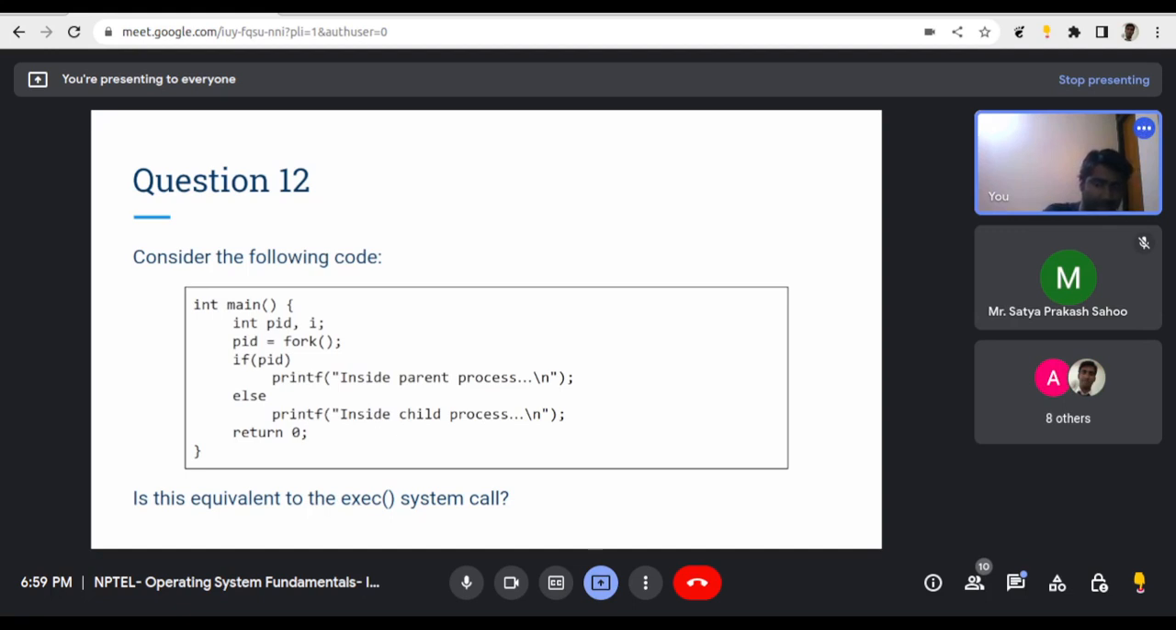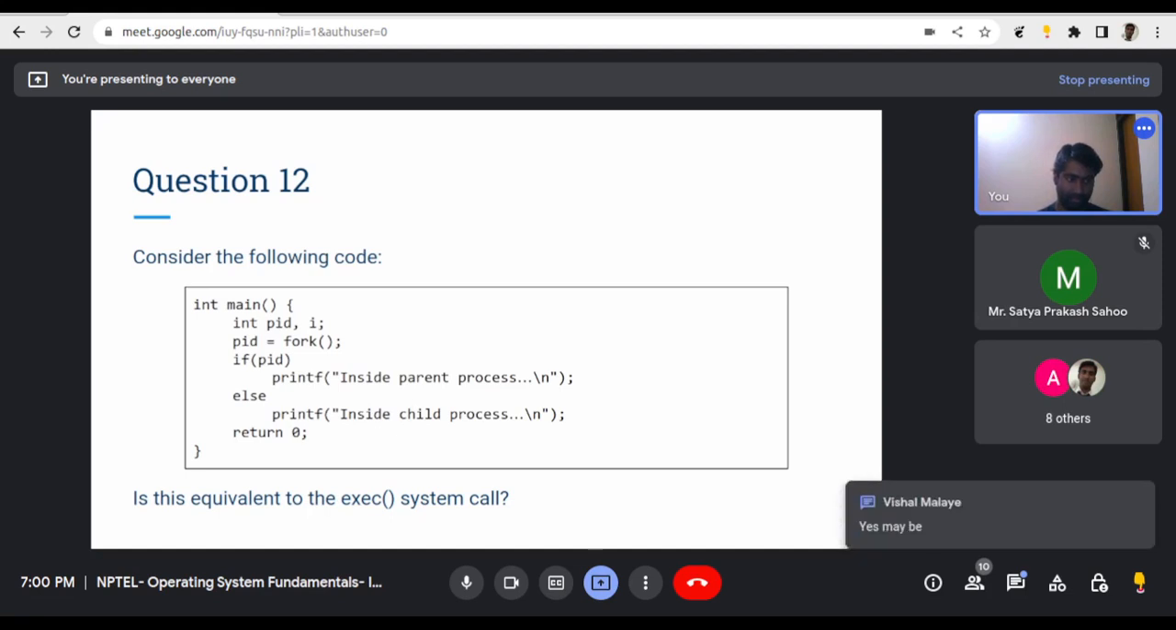Can anyone say whether it is correct or not? Okay, Vishal says yes. Anyone else?